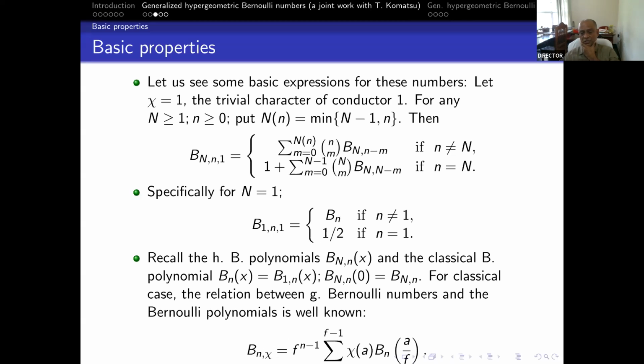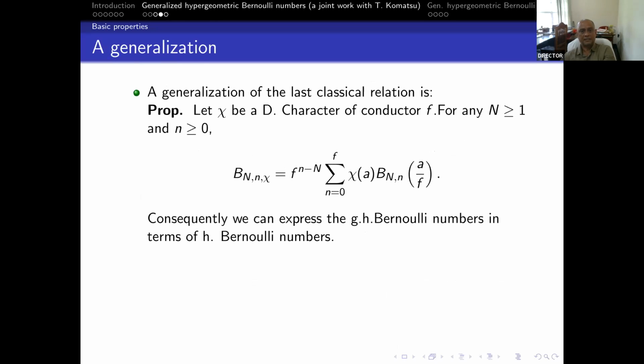There's a very nice relationship with respect to the Bernoulli numbers, the generalized Bernoulli number B_{n, a/f}, where f is the conductor of the character that you are taking. There's a nice expression there. This is a classical case. The relation between the generalized Bernoulli numbers and the Bernoulli polynomials is very well known. So this is a very famous relationship, and we can get back this classical one in our terminology also.